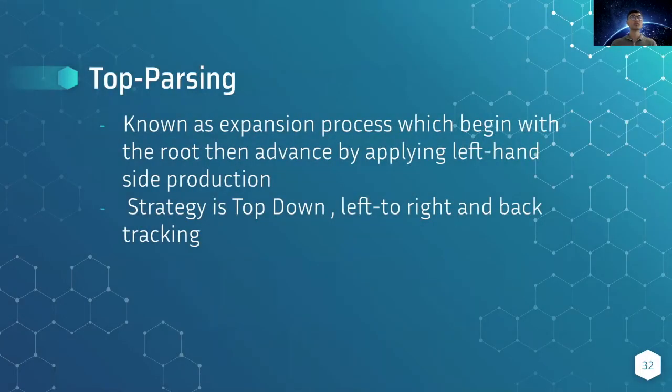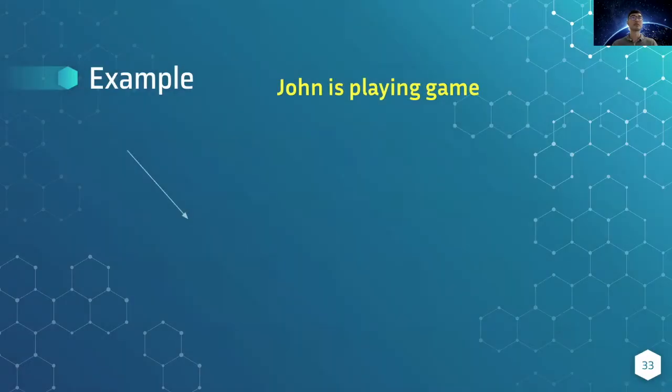We have two approaches for parsing. The first one is called top-down parsing. It is known as the expansion process, which begins with the root, then advances by applying left-hand side reduction. The strategy is top-down, left to right, and backtracking. We will go with this example.